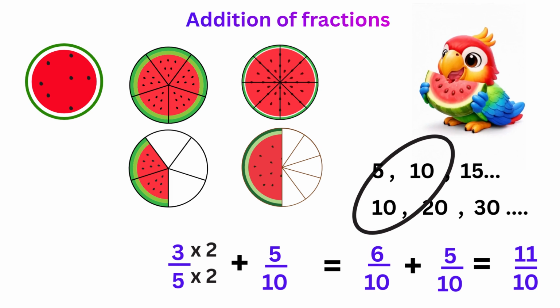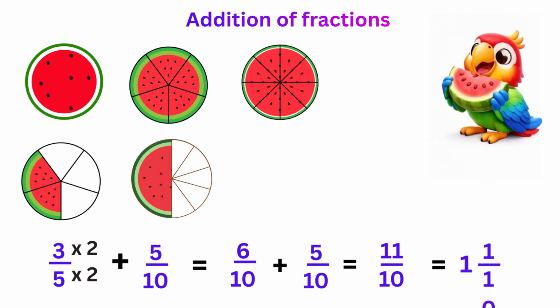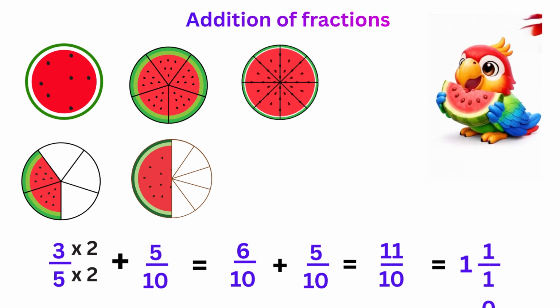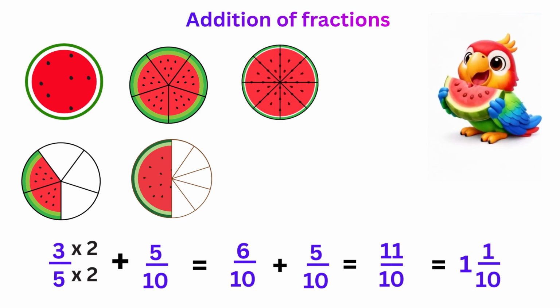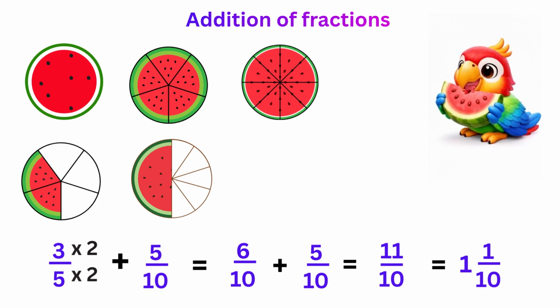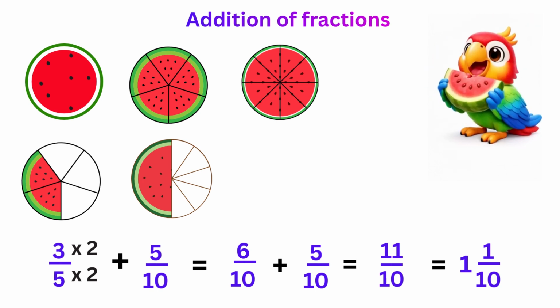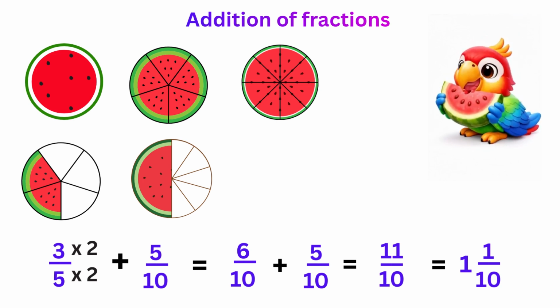That's an improper fraction. It's more than one whole. Let's turn it into a mixed number. 11/10 equals 1 whole and 1/10 left. So the parrot ate more than 1 watermelon. He ate 1 and 1/10 watermelons total.